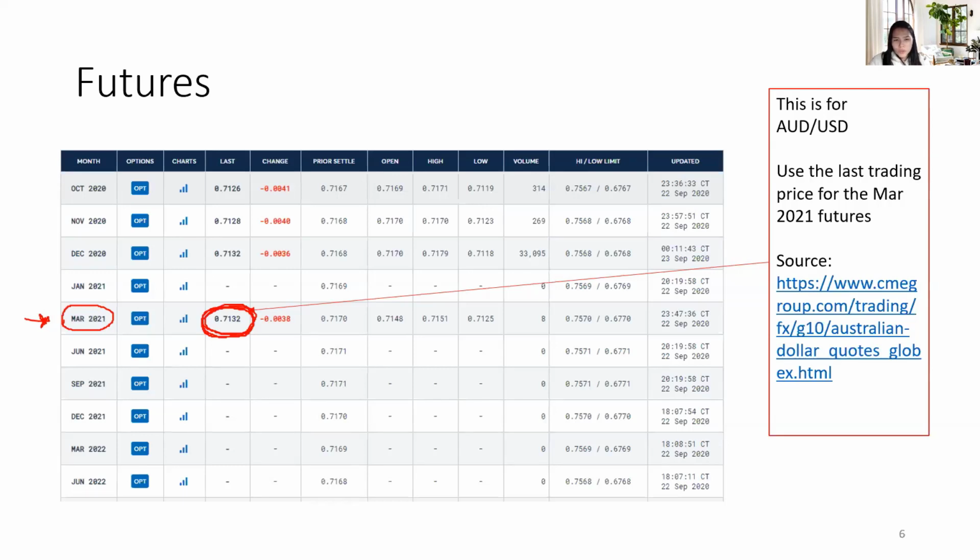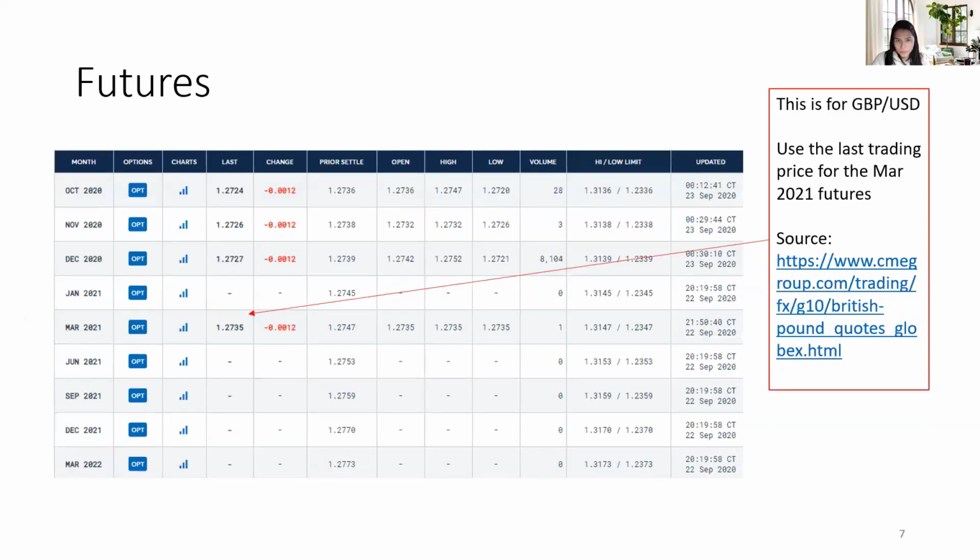With futures, you don't have to worry about the premium. So this is the only thing that you have to worry about. This is F, your futures or your forward rate. Similarly for the pounds, I'm looking at the March maturity again, and I'm just looking at the last trading rate of the futures. This is going to be the forward rate for the pounds value.